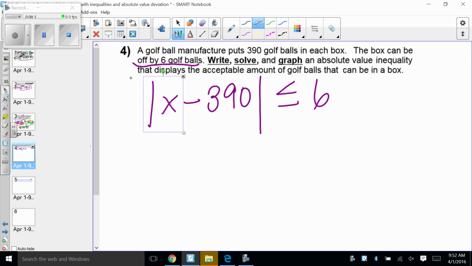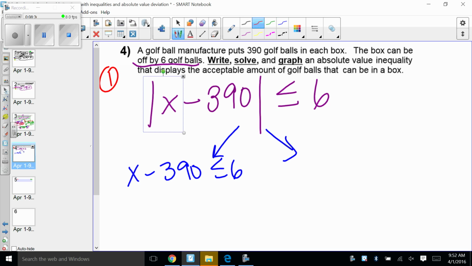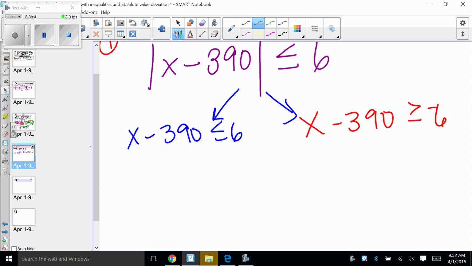Okay, so that's one point, being able to set up using the absolute deviation formula that I've given you at the top of the note sheet. I'm just working through that formula. Now I have an absolute value inequality here, so we've learned that we rewrite it one time, ignoring the absolute value bars, exactly how we see it. And then we rewrite it again without the absolute value bars. However, we flip the sign and we make it negative. So that's going to be our second equation. We're going to be solving 2 equations here.